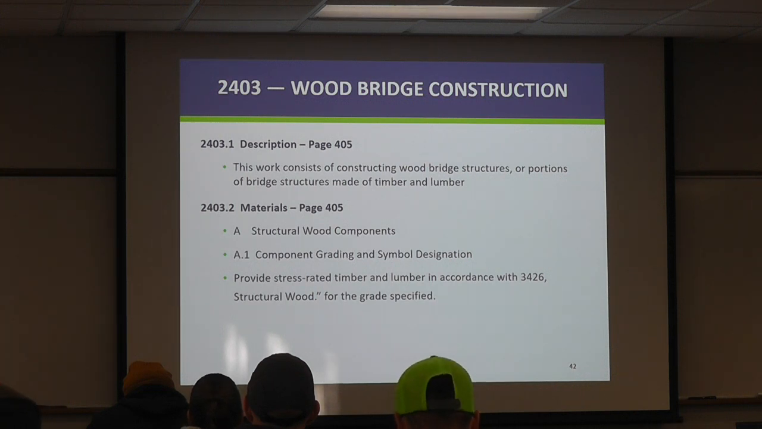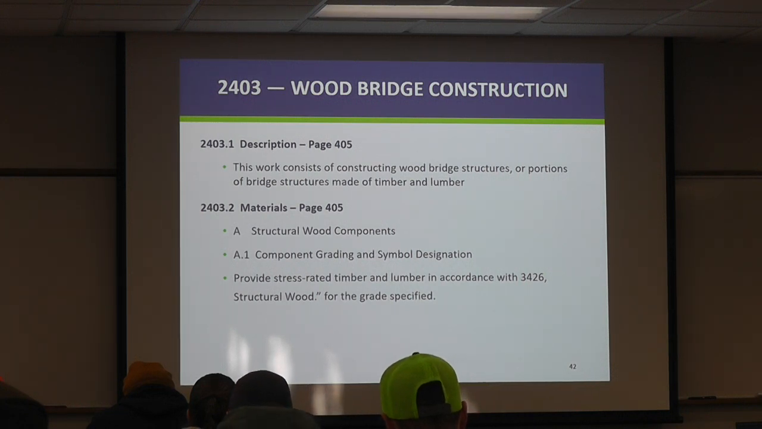So in 2403, there are some descriptions there. It consists of constructing the wood structures or portion of the structures made of timber and lumber. And so then the materials talk about what are the structural woods, what's the component grading, and it makes a reference to 3426, and that would be in the Division 3 part of the spec.